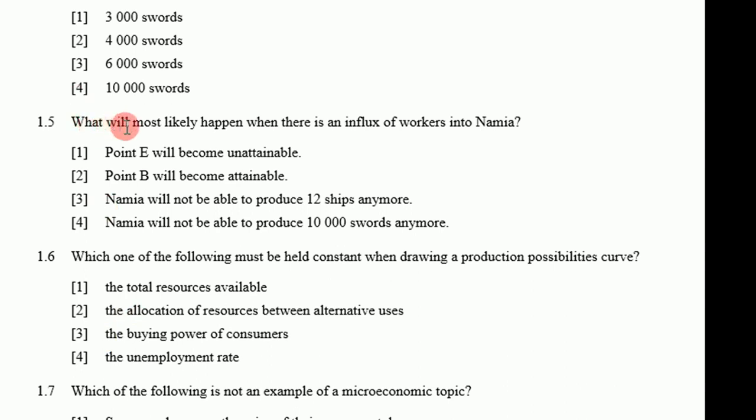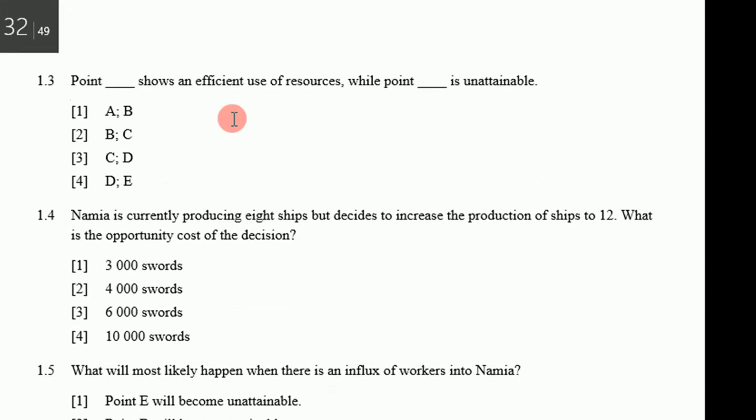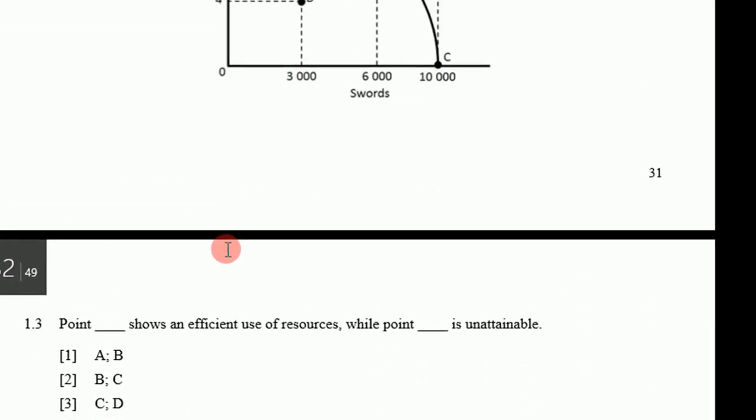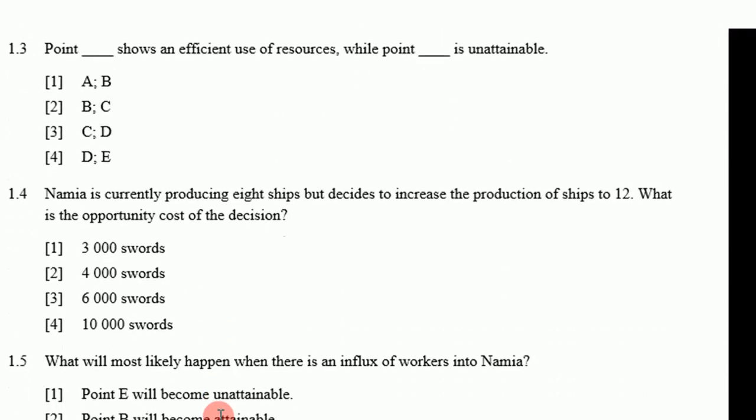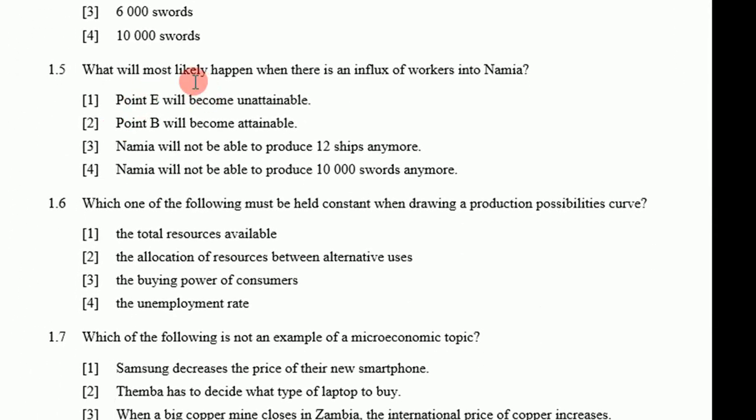What will most likely happen when there is an influx of workers into Namia? Obviously, there will be an outward shift of the production possibility frontier. So point B will then be attainable. So let's check. What will most likely happen when there is an influx? Obviously, point B will become attainable.